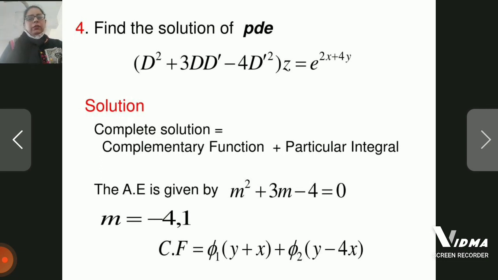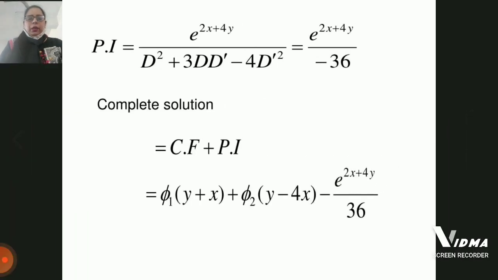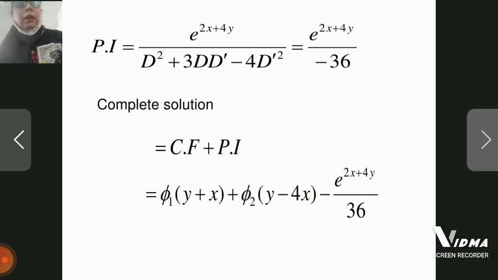Now, talking about the particular integral, e^(2x+4y) is divided by D^2 + 3DD' - 4D'^2. What we have to do here is put D = 2 and D' = 4. Then solving, we get e^(2x+4y) divided by -36. So this is the complete solution, by adding the complementary function and the particular integral. By adding both, we get the complete solution.